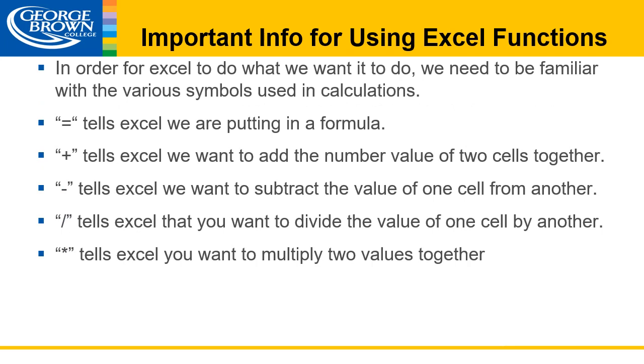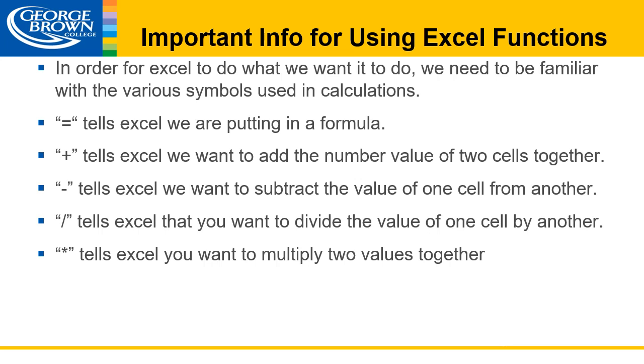So here are 5 different symbols on your keyboard that help us communicate with Excel and tell Excel exactly what we want to do with specific inputs. Okay, these are normally referred to as formulas, and how we tell Excel that we want to put in a formula is by clicking on a particular cell and hitting the equal sign. That tells Excel that we're about to put in a formula.